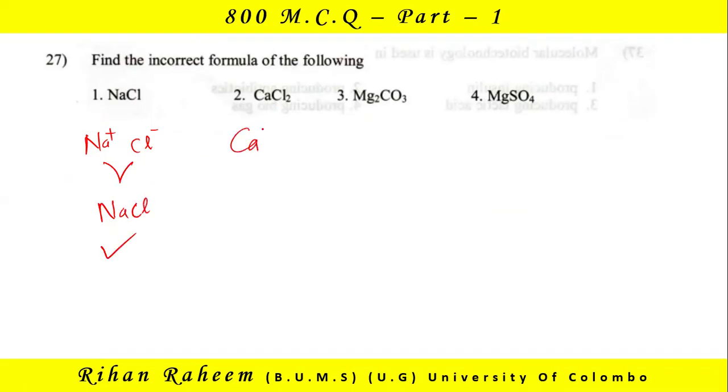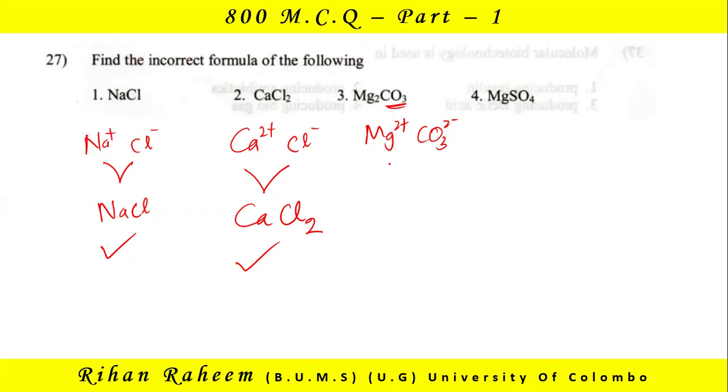Calcium chloride. Ca2 plus. Chlorine is Cl1 minus, no? So when the numbers get exchanged, the valencies get exchanged. CaCl2 is correct. Magnesium carbonate. Mg is 2 plus. Carbonate is a radical, CO3, 2 minus. Then 2 and 2 will get exchanged and finally the same numbers will get cut. The answer should be MgCO3 like this. But there is a 2 here. That is the wrong one.